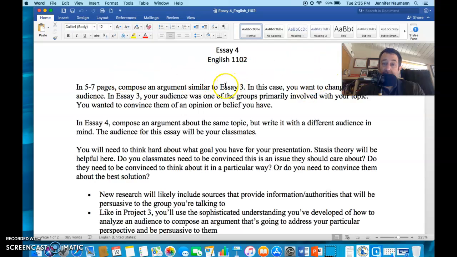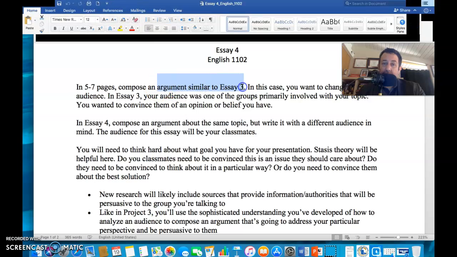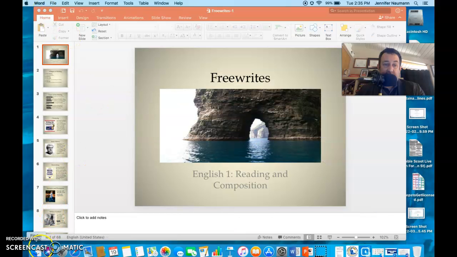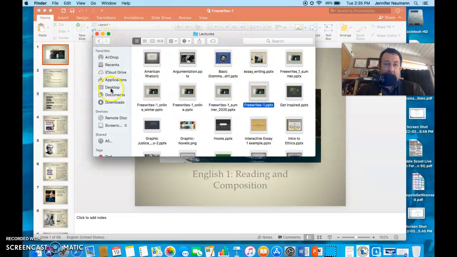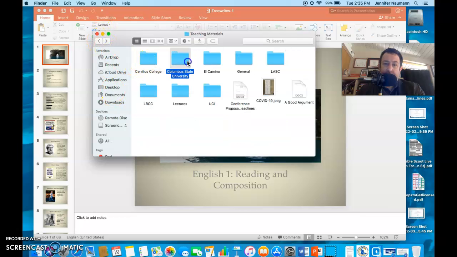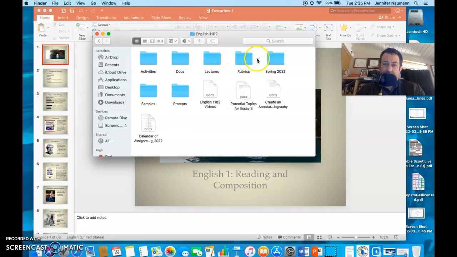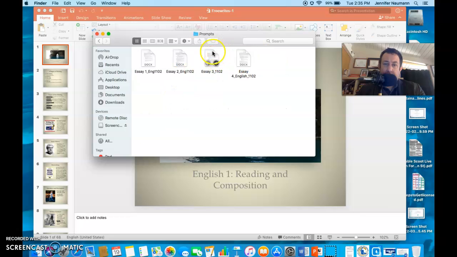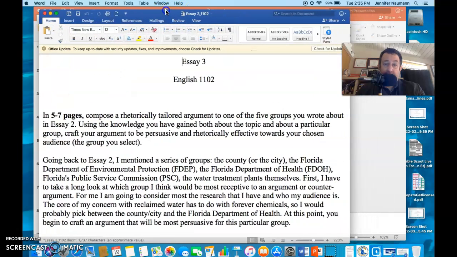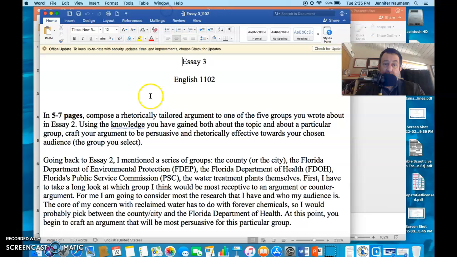And in this final essay, maybe we can go ahead and take a look back at essay 3 just for a second so we can see how it is similar to that, and how it is different, right? So this one was a rhetorically tailored argument to one of the 5 groups that you wrote about in essay 2.